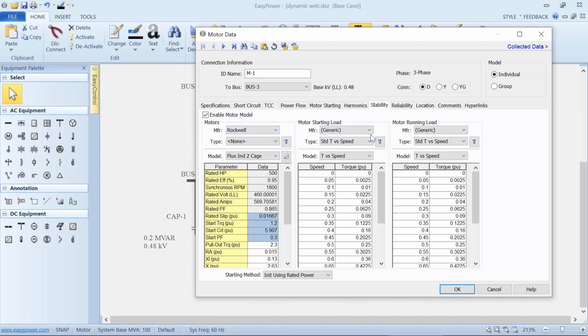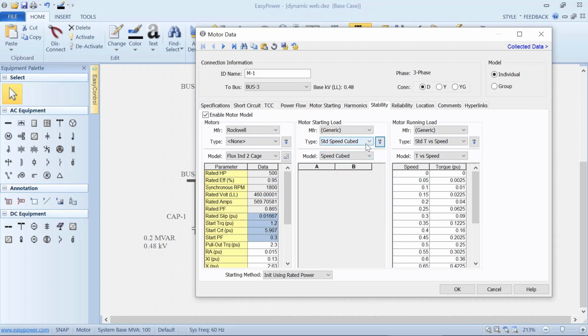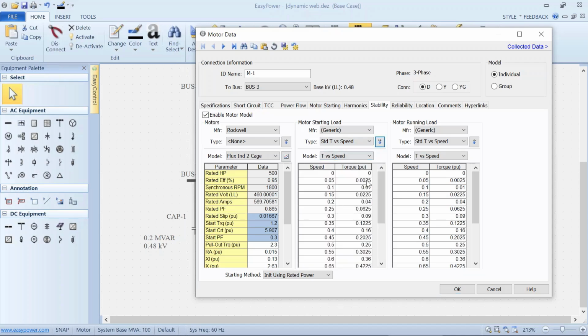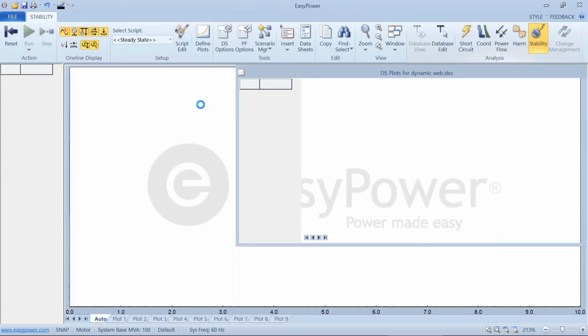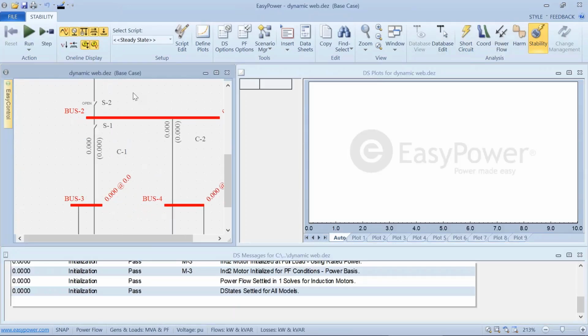We also need to set up the motor load profile. Again, these can be based upon basically a profile, a mathematical equation or a profile that we can adjust, and for both starting and running. And then once we're there, then it's just a matter of going into stability and then understanding what it is that we're trying to analyze.